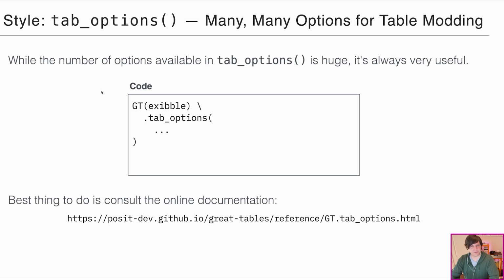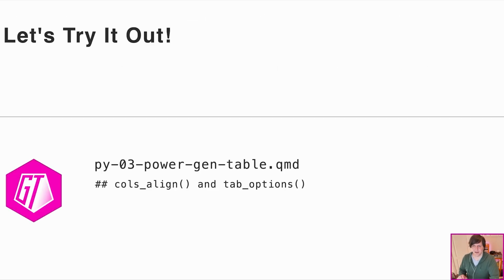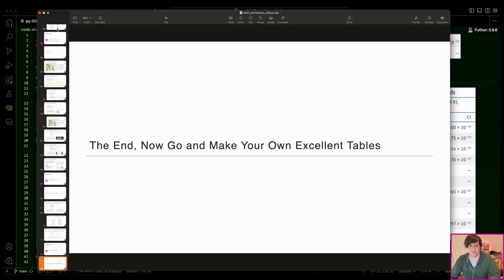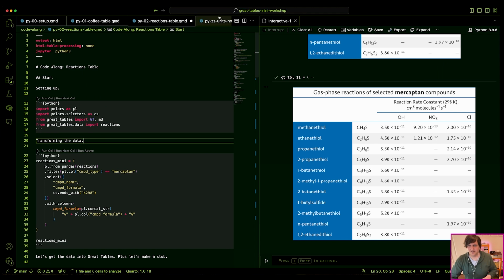One more thing I want to show you is tab options, which exposes many options for table modifications. It's too many to show in this little code snippet. The best thing to do to see what options can be changed is to look at the online documentation, in the reference section for tab options. So we're going to try that out inside of our notebook. Essentially, it's going to be right here.